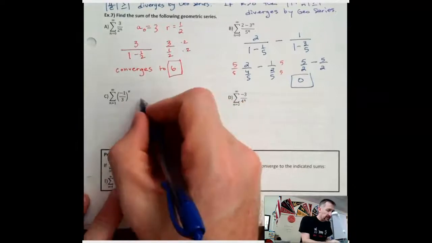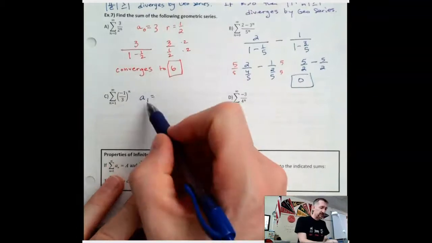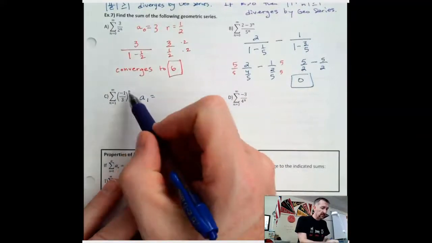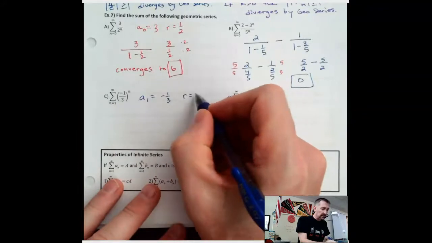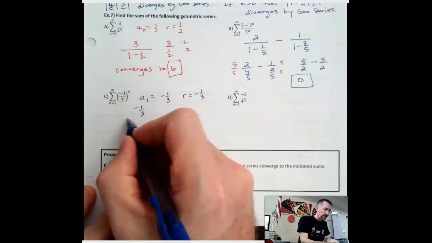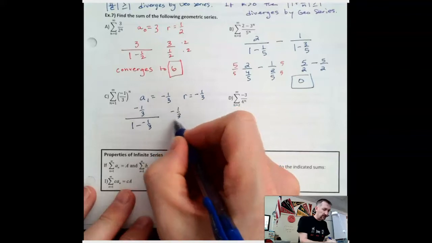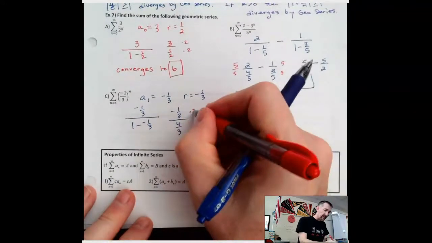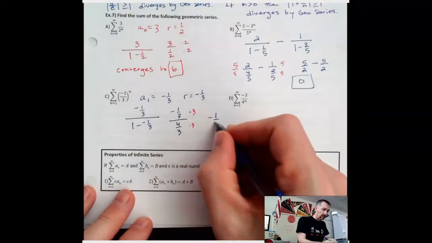And here, the first term is going to be the first term that we're looking at. So don't get distracted by the number 1 or whatever the number is, that's the first term that we're using. So if we plug a 1 in here, that's going to be negative 1/3, and r is negative 1/3. So that's going to be negative 1/3 over 1 minus negative 1/3. So negative 1/3 over 4/3. So complex fraction, multiplied by 3 over 3, that's going to be negative 1/4.